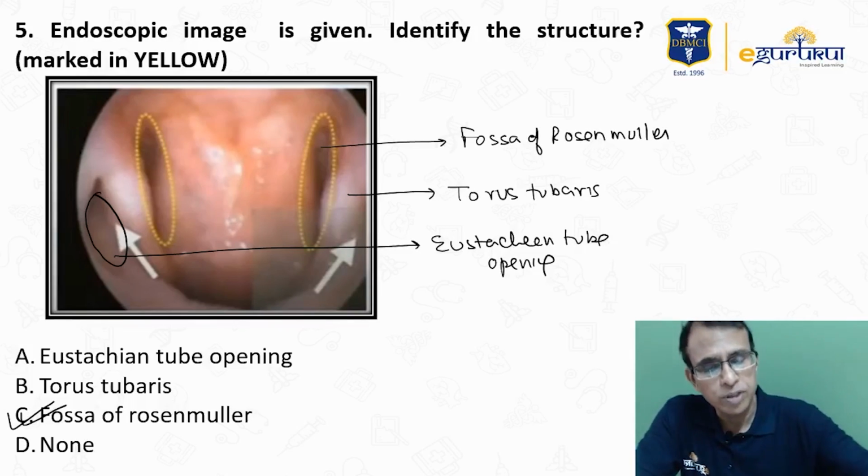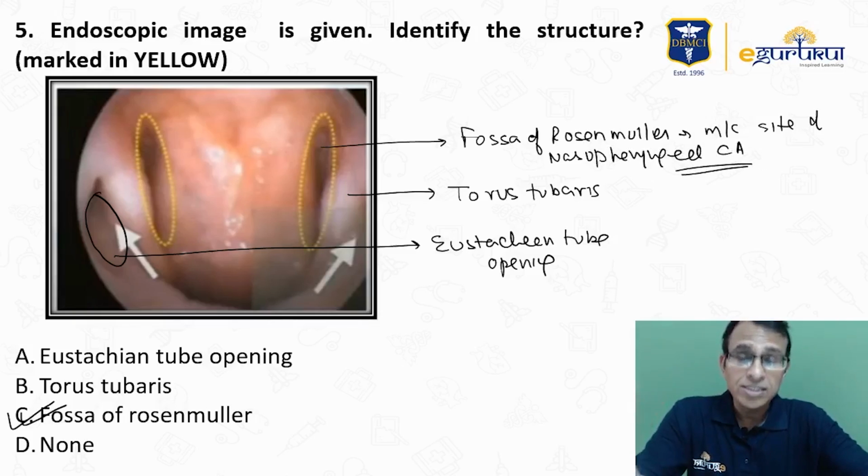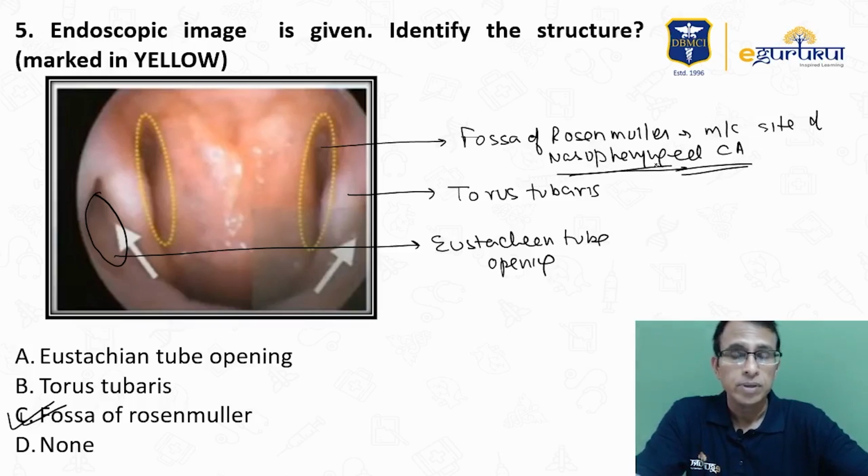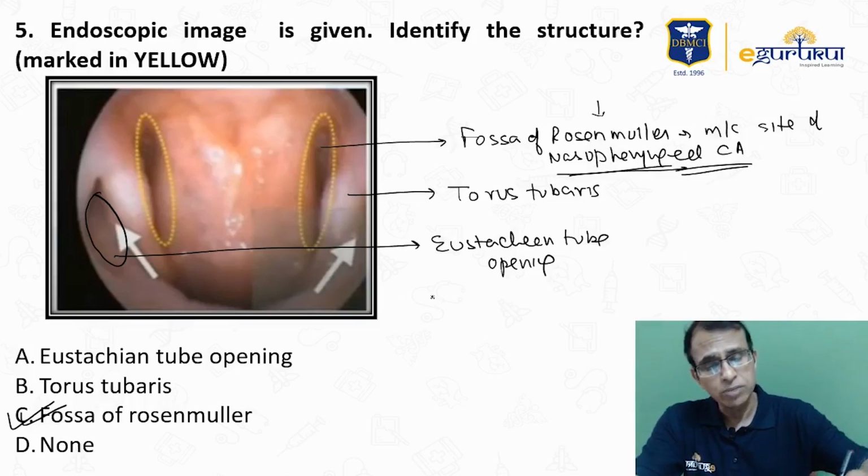Now fossa of Rosenmuller is important because it is the most common site of nasopharyngeal carcinoma. And last year in your exam, MCI, they had asked you the most common site of nasopharyngeal carcinoma, and the answer was fossa of Rosenmuller. So anybody who had attended last year or checked last year's question would have looked up what fossa of Rosenmuller is, may have seen some images, so for them it becomes very easy. However, I show this area in all my lectures, though not in the same diagram.